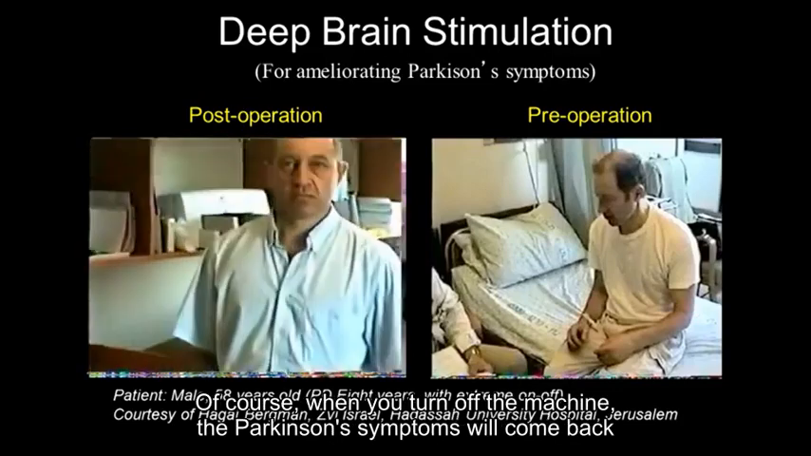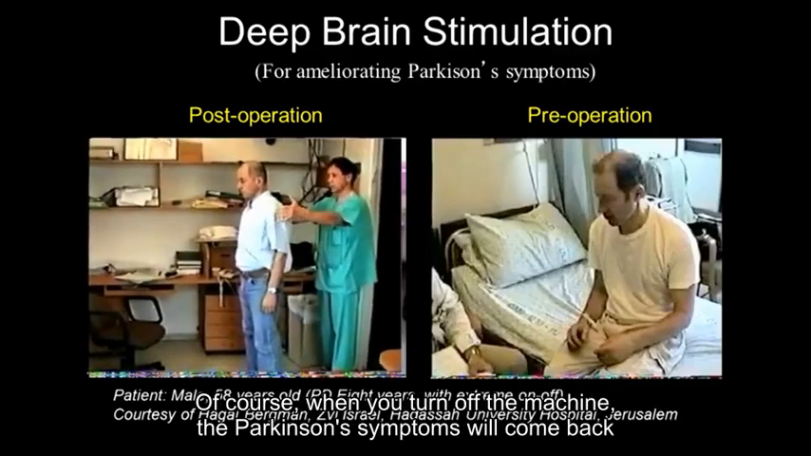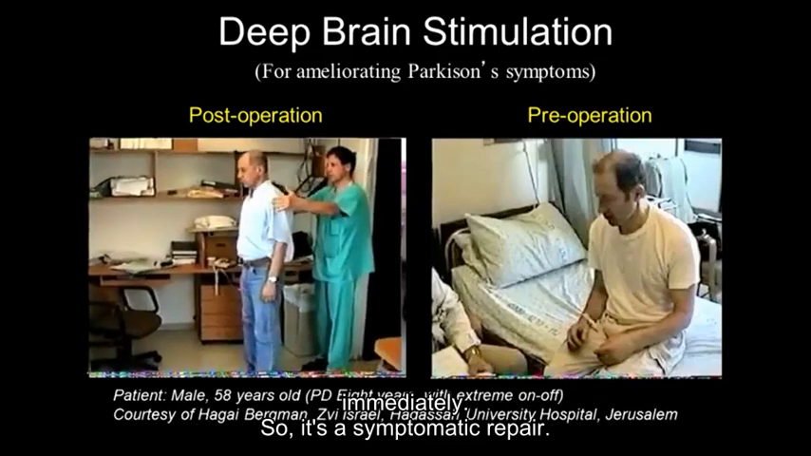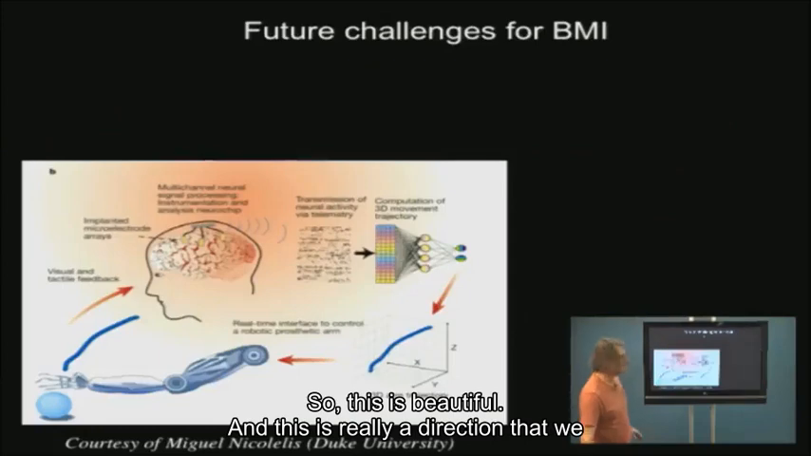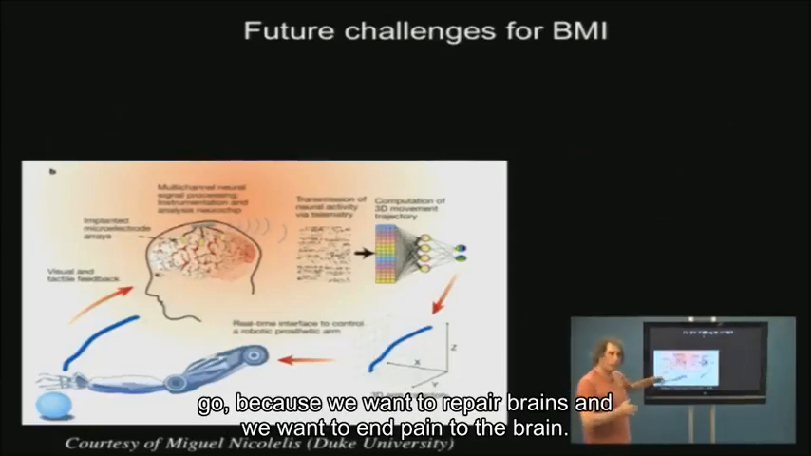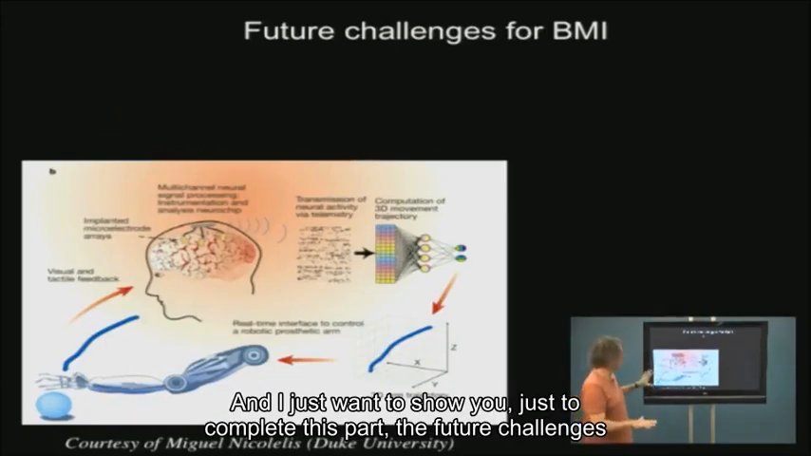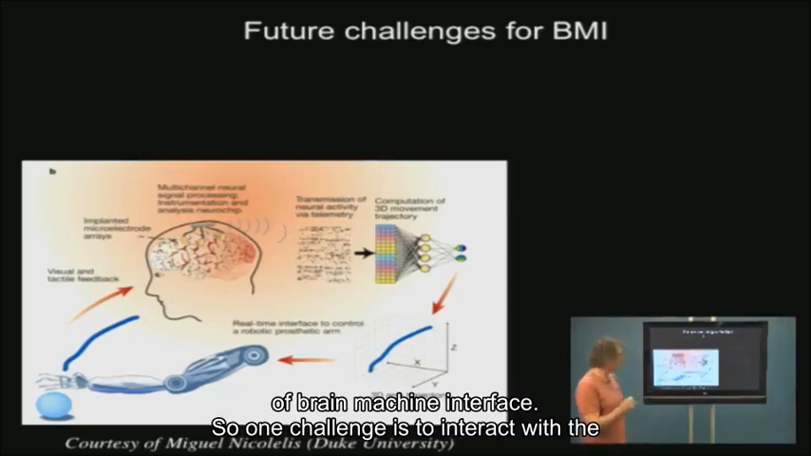Of course, when you turn off the machine, the Parkinson symptoms will come back immediately. So it's a symptomatic repair. So this is beautiful, and this is really a direction that we go, because we want to repair brains and we want to interface with the brain. And I just want to show you, just to complete this part, the future challenges of brain-machine interface.